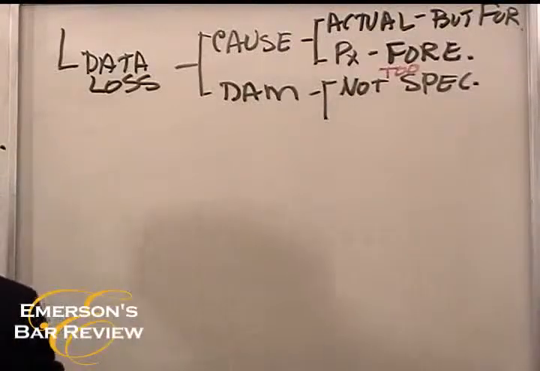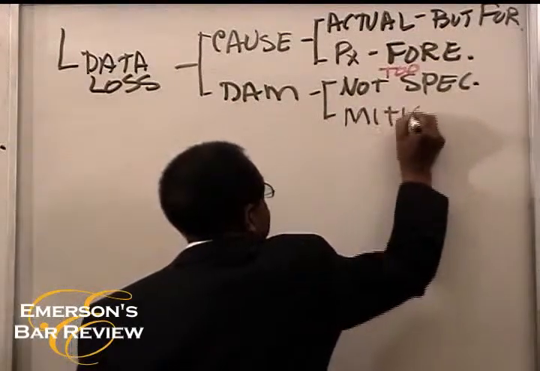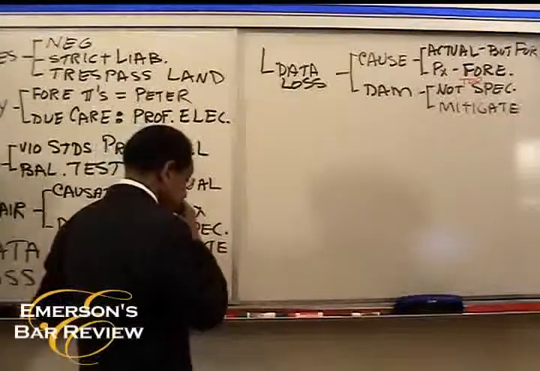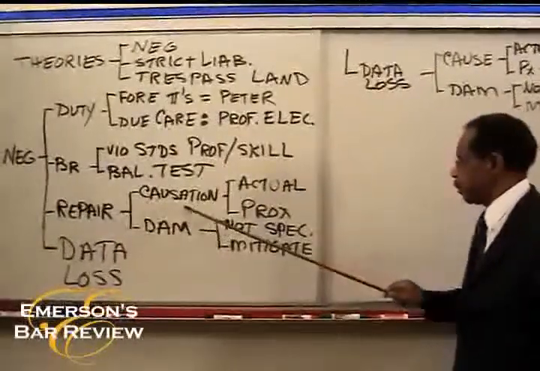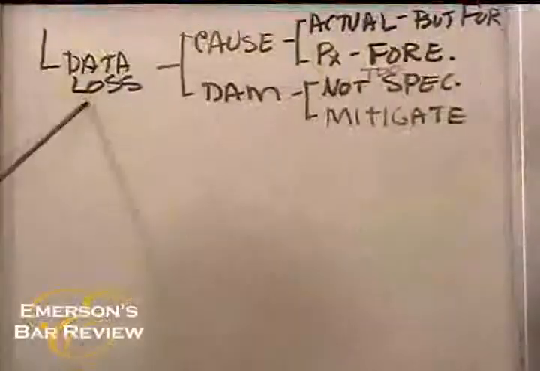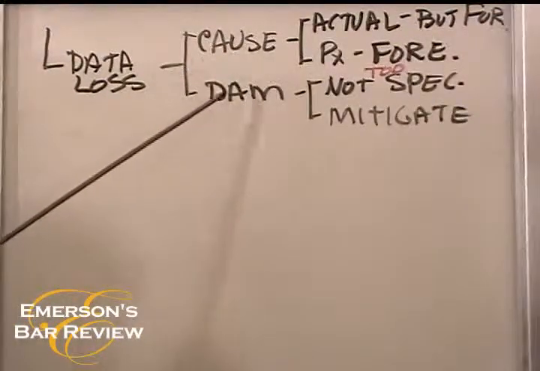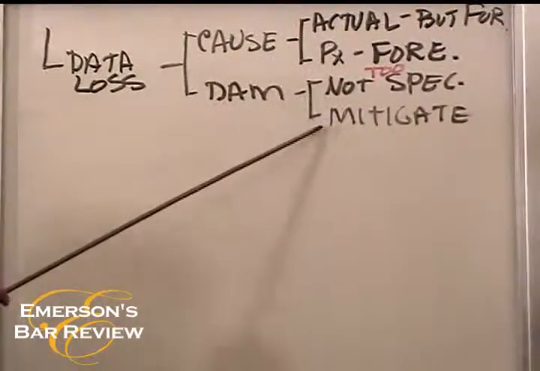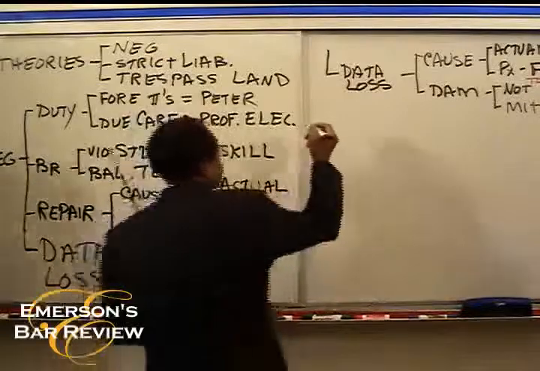Now, so the damages must be not too speculative, and then there's a duty to mitigate. And I don't know anything that Dan could do except to try to recover the data. So over here, Peter wants computer repair. We went through that. Peter wants the compensation for the loss of data, which we brought over to this other board. In the loss of data, we've analyzed the right to recover for the loss of data. We have the causation, actual and proximate cause. The damage is not too speculative, duty to mitigate. The additional damage that Peter wants is his loss of income.